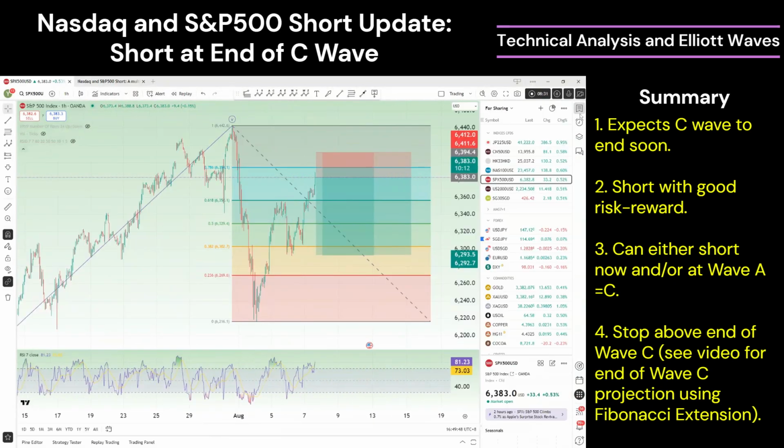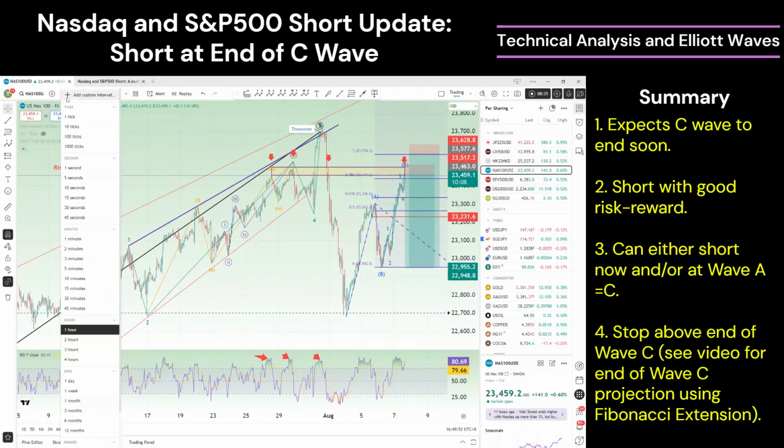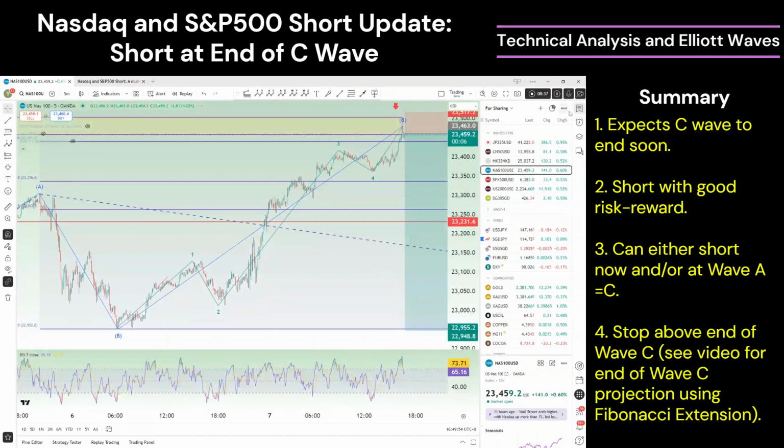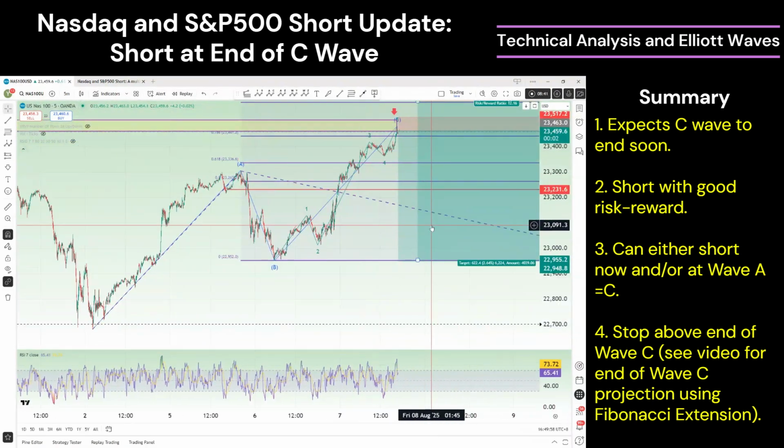Okay, so let me move back to Nasdaq again and then go to a lower timeframe here. Okay, so this will be how I would trade this anyway.